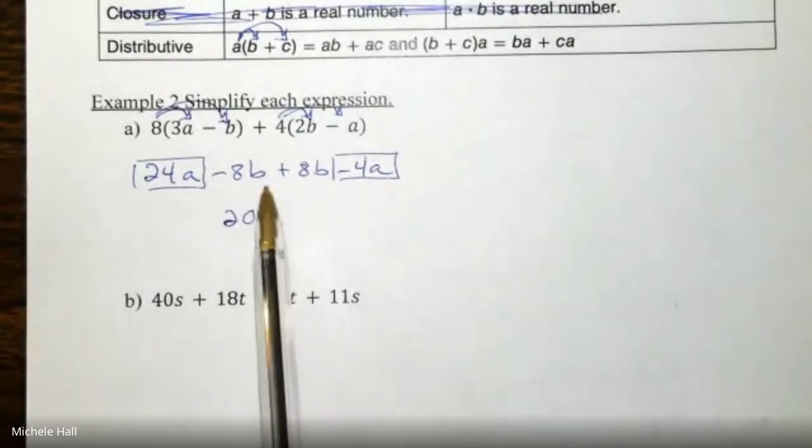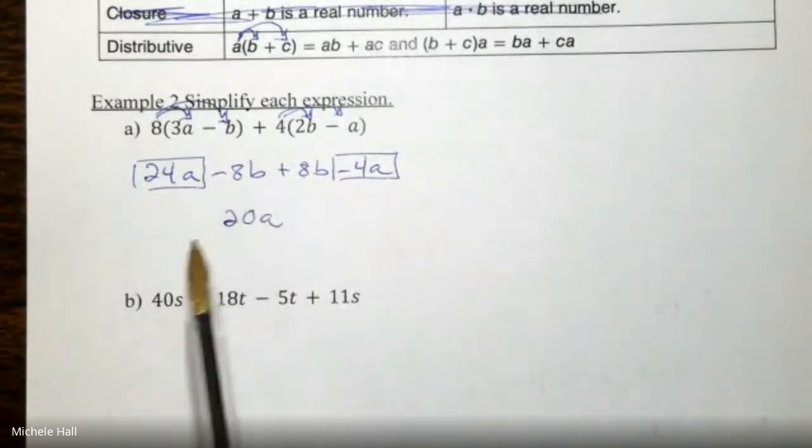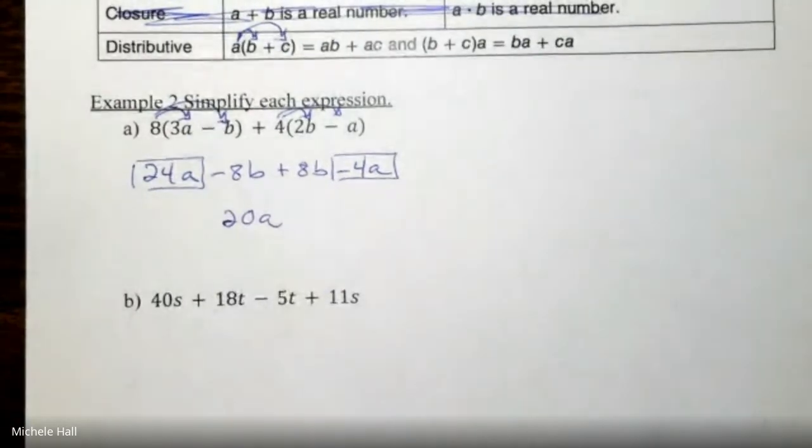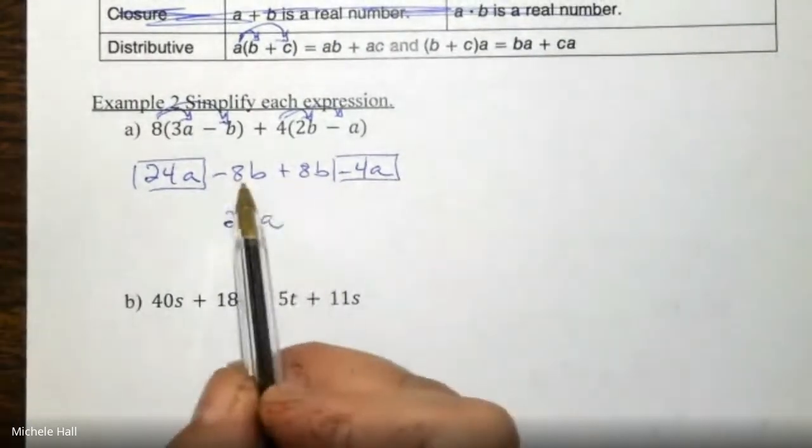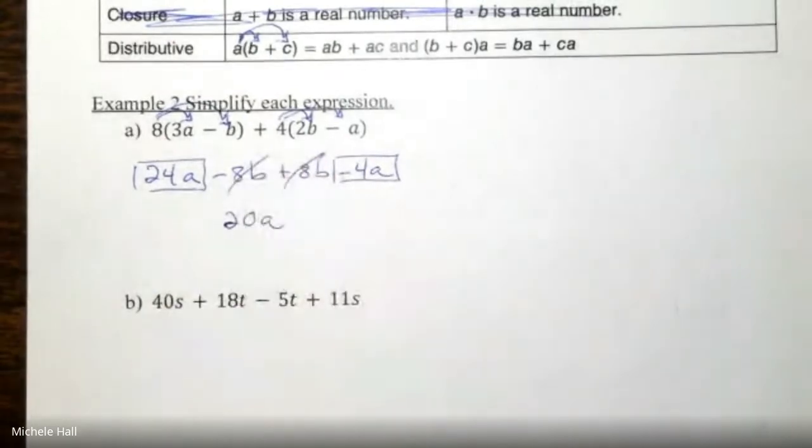I have like terms here. What's negative 8B plus 8B? Correct. They cancel each other, right? I had $8. I spent $8. I got nada.